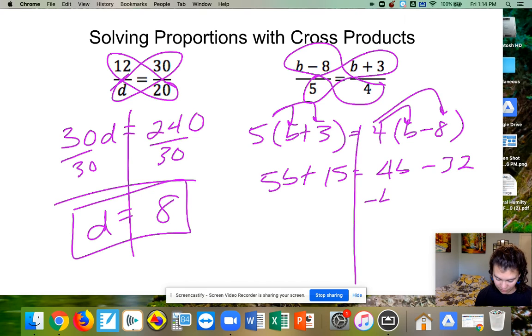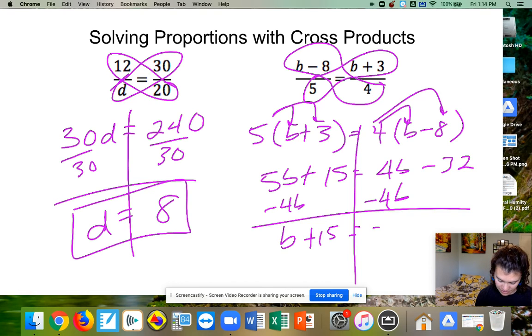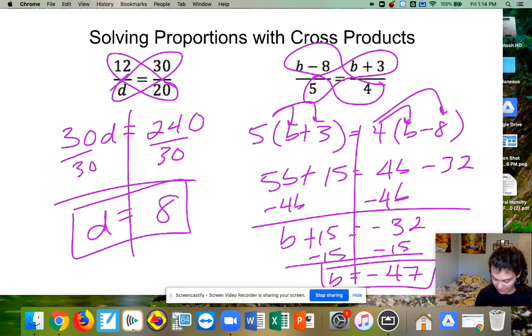I'm going to subtract the 4B, and you get B plus 15 equals negative 32. Subtract 15, and you get B equals negative 47. And that's your answer. So solving proportions, first step, cross multiply, and then after that, you're going to solve like we've done all of our other ones before.